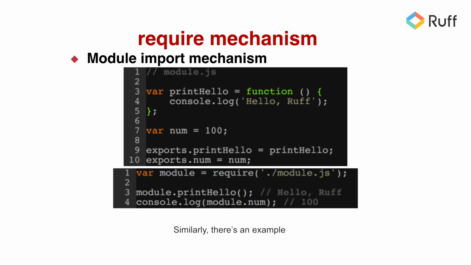Similarly, there's an example. It defines a module first. It defines two contents. One is an API, print hello. The other one defines a variable, num. In this module, I expose both. The code below is a code to quote this module. It's such a case to require it. And then I directly call module.printHello, a method to directly call this module. Then when I call module.num, I will directly quote the data.